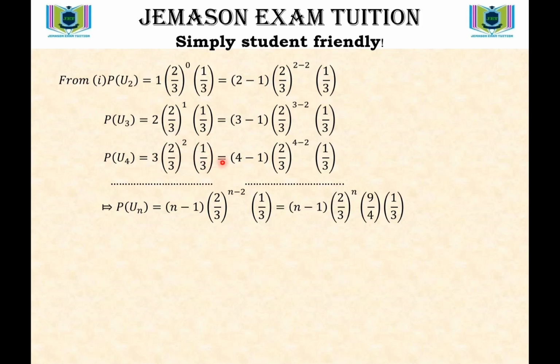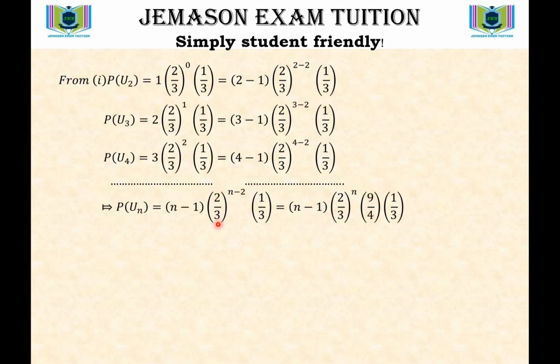So 3 can be written as 4 minus 1, so that it should reflect again the subscript 4, which is the value of n in that step. And 2 over 3 to the power 2 can also be written as 2 over 3 to the power 4 minus 2 into 1 over 3. So following this pattern, we can see that P of Un would then be n minus 1 into 2 over 3 to the power n minus 2 into 1 all over 3, which gives n minus 1 into 2 over 3 to the power n times 9 over 4.